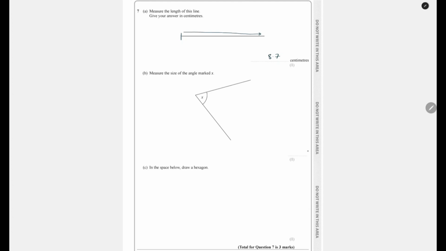Part B says, measure the size of the angle marked X. Similar to part A, we'd use a protractor this time. You'd either mark 0 at this point or at this point here, and then you'd measure this angle here, and you should get 67 degrees. Part C says, in the space below, draw a hexagon. So a hexagon is just a 6-sided shape, so we can draw any 6-sided shape. Something like that.